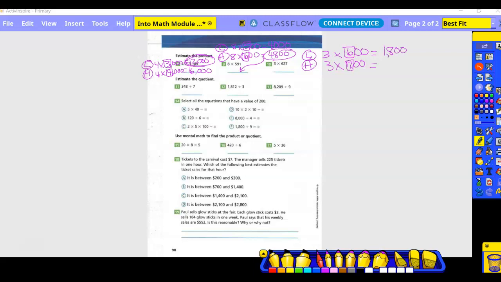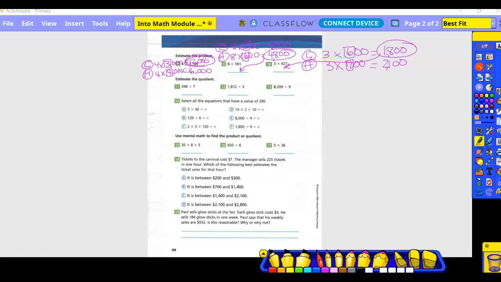Put my 7 in a box. 7 times 3 is 21 and add 2 zeros. So is 627 closer to 600 or 700? 600. So my 18,000 is going to be my answer for number 10. So actually it would be 1,800.